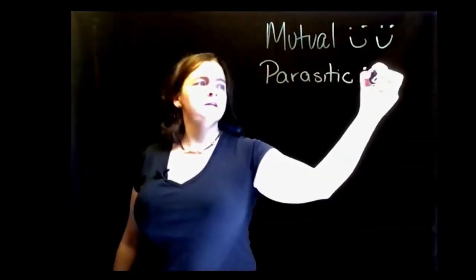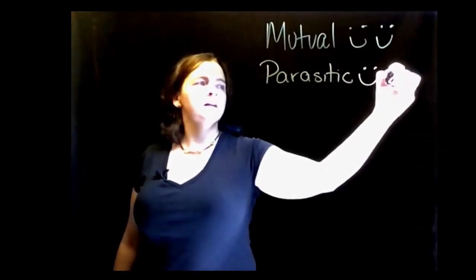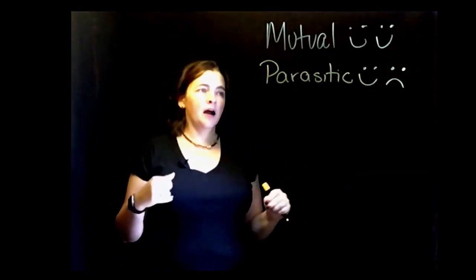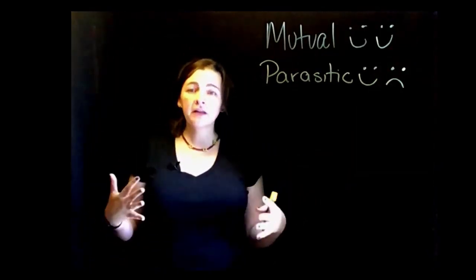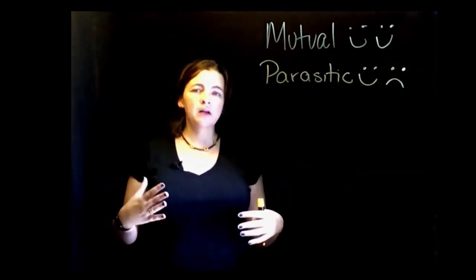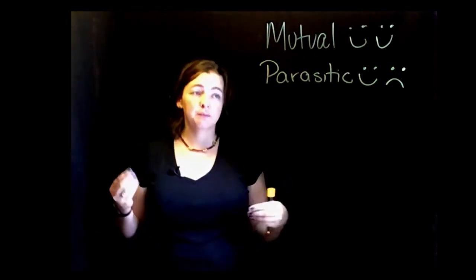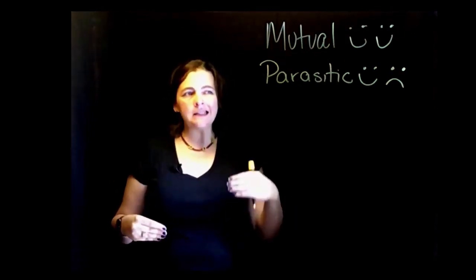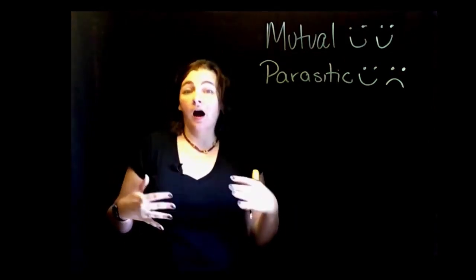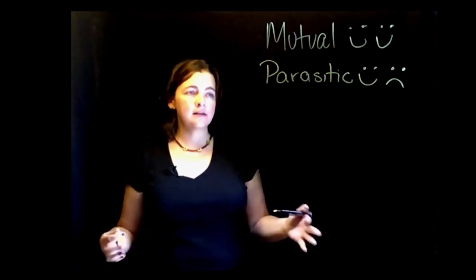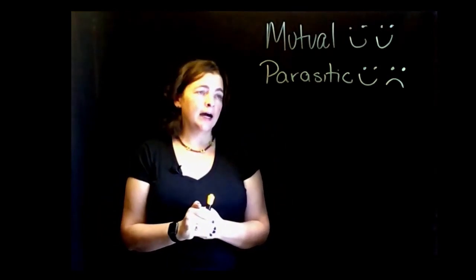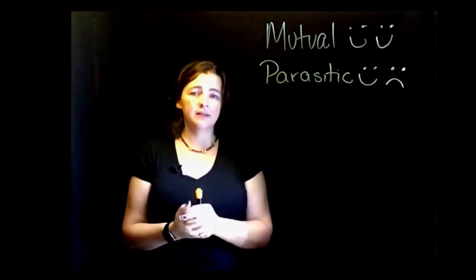And then we have parasitic. And in this relationship, we have one that is benefiting and one that is being harmed. So like a dog and a tick. The tick is benefiting because it's getting the food that it needs, but the dog is being harmed because it's being bitten and its blood is being taken away from it. And then also a lot of parasites tend to carry other diseases with them. There are types of ticks that carry Lyme disease, and so they pass on the Lyme disease to their host.